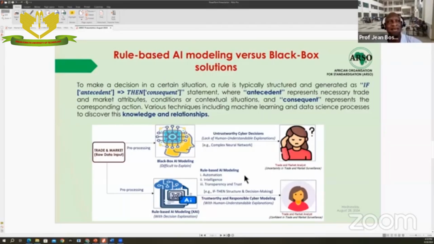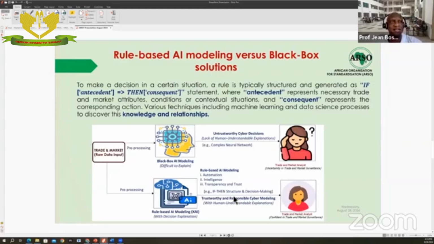As I said, you can hear people talking about neural networks, fuzzy logic, neural fuzzy, genetic algorithms. Those are algorithms based on the machine learning people are talking about. But here what we are trying to say is, can we have rule-based modeling which has automation, has intelligence, and has trust? Then the structure will help us to make those decisions.